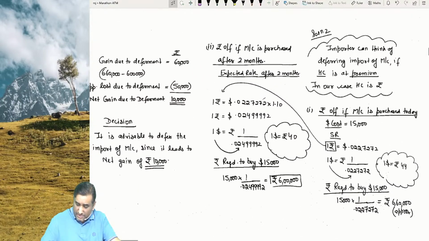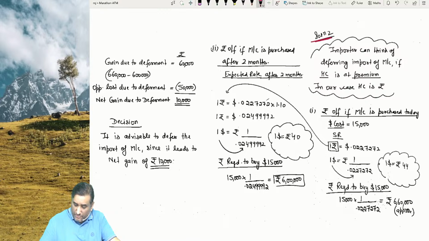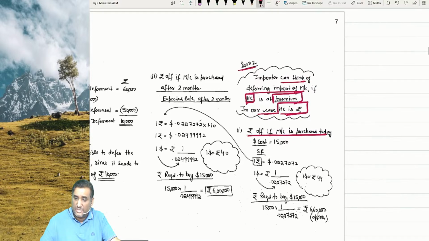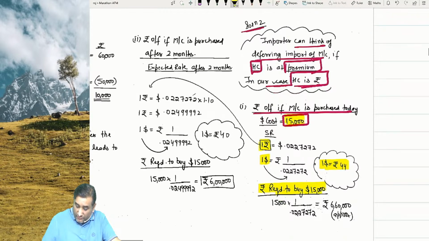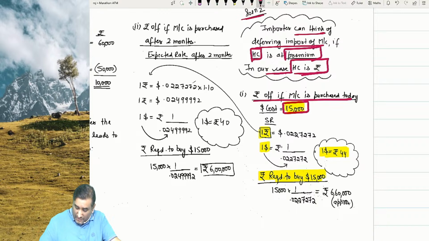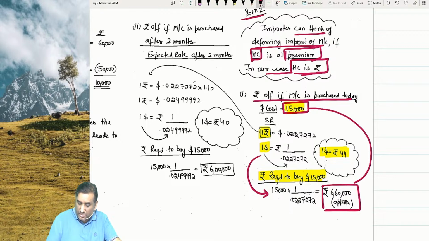Now check this out. Question 2. Importer can think of deferring the import of the machine if home currency is at a premium, and in our case home currency is rupee. Rupee outflow, if the machine is purchased today, it's $15,000, which is a confirmed, freezed number. 1 rupee he gave, I put $1 so that I know exactly how much it comes. 1 rupee required to buy $15,000 is 15,000 into 1 divided by this, left to right, 6,60,000.